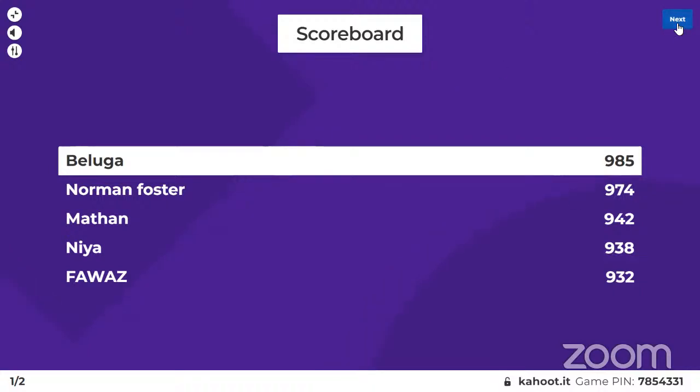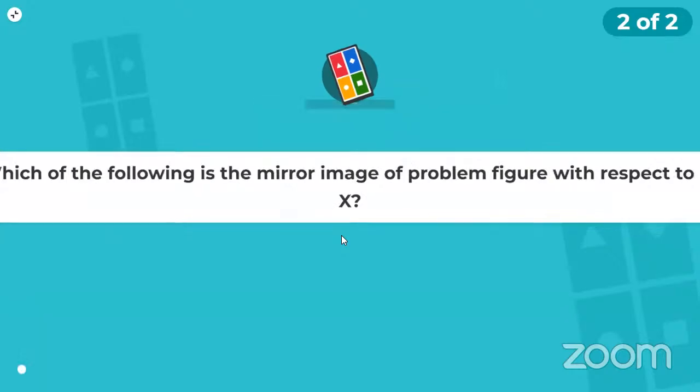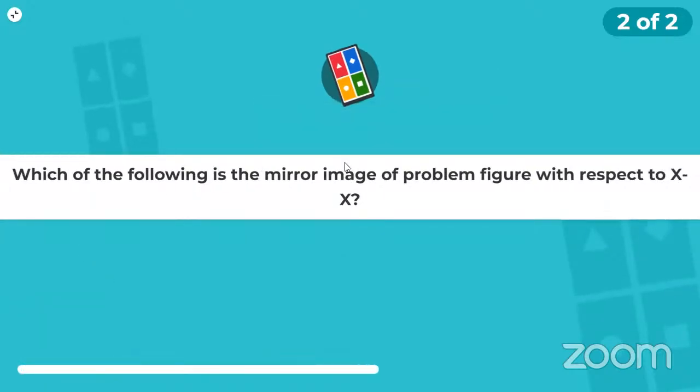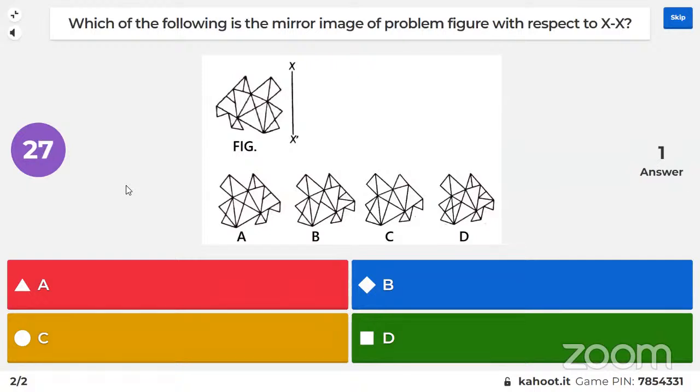All right, so we have one more question left in the quiz. So which of the following is the mirror image of the problem? And the figure will appear now. Only 20 seconds left, so please hurry. Again, same thing. Here you can see the questions, and at the bottom you can see the options also. Okay, so click on the corresponding option which you think is right in your app or website.